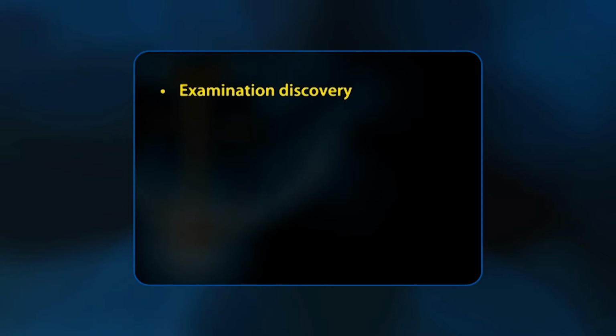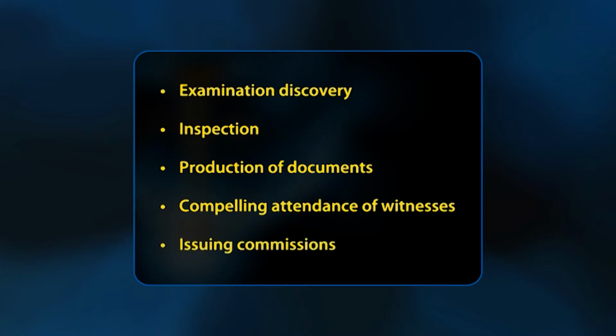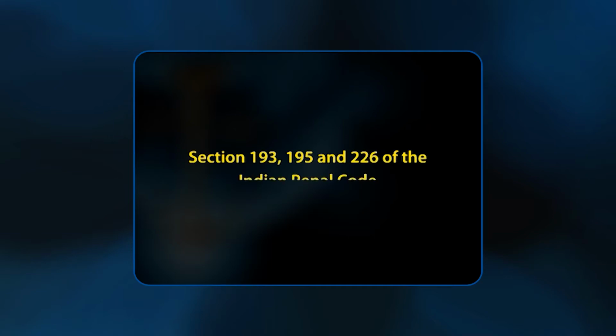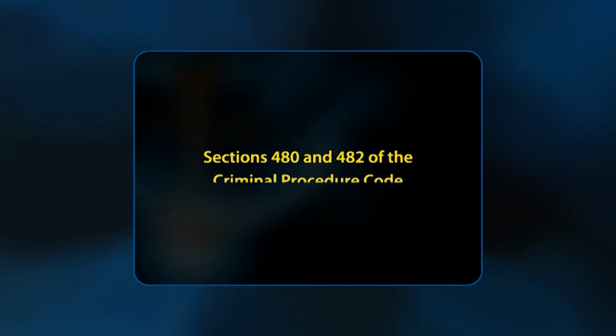In India, these tribunals do not follow any uniform procedure. The tribunals exercise the powers of a civil court relating to examination, discovery, inspection, production of documents, compelling attendance of witnesses and issuing commissions. Their proceedings are considered as judicial proceedings for the purposes of sections 193, 195 and 226 of the Indian Penal Code, and they are deemed to be civil courts for the purposes of sections 480 and 482 of the Criminal Procedure Code. However, the rules or procedures of the tribunals should not violate the requirements of fair procedure, and they must conduct themselves with openness, fairness and impartiality.